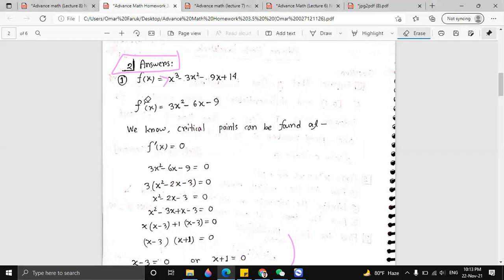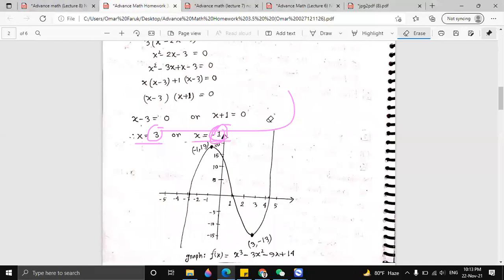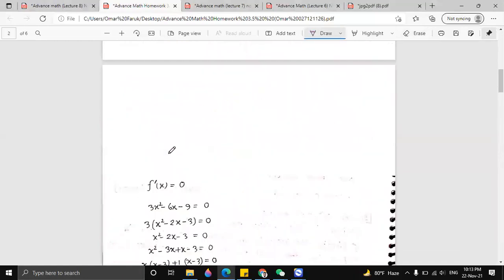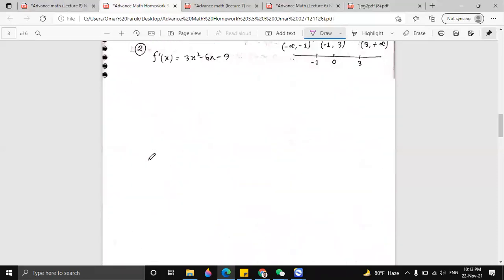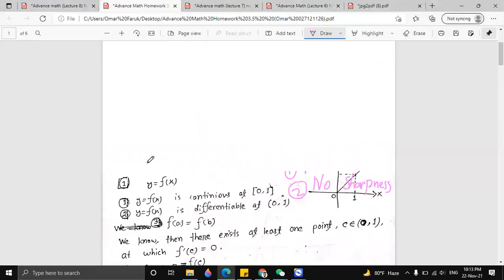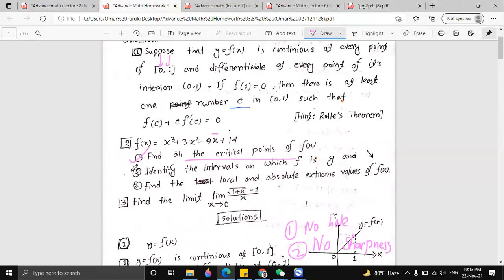Okay, so this was the answer of number 2. Inside of 2 we have 3 questions, like 2.2 on 2 and 3, right? So now we have to identify the interval on which the function is increasing and decreasing.